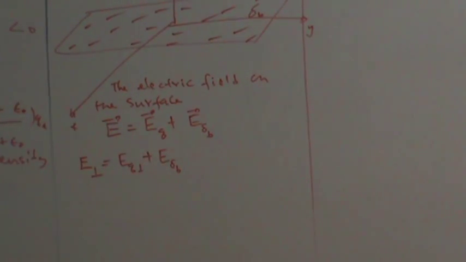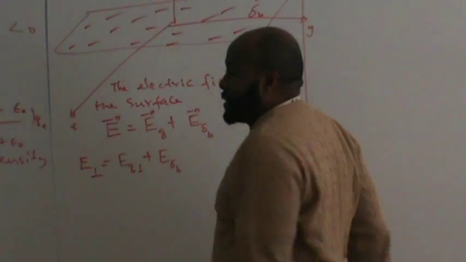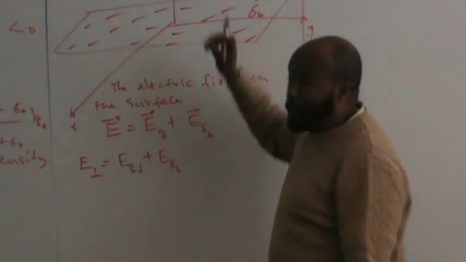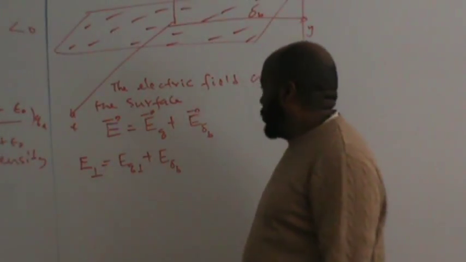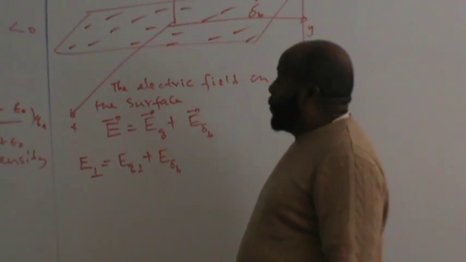Well, for this infinite surface charge, it has only a normal component, right? If you have an infinite surface charge, the electric field is always perpendicular to the surface. We have seen that one. So you don't have to write the perpendicular.